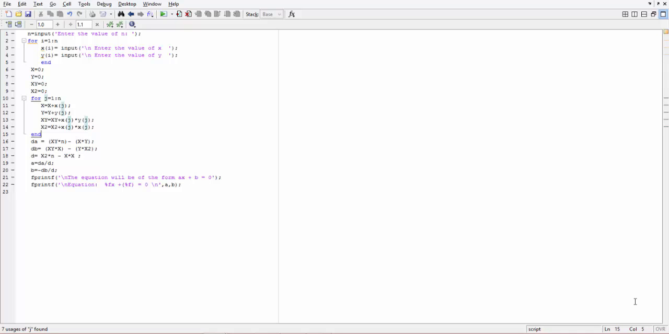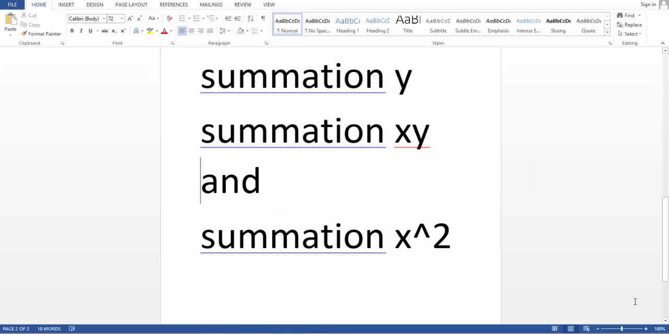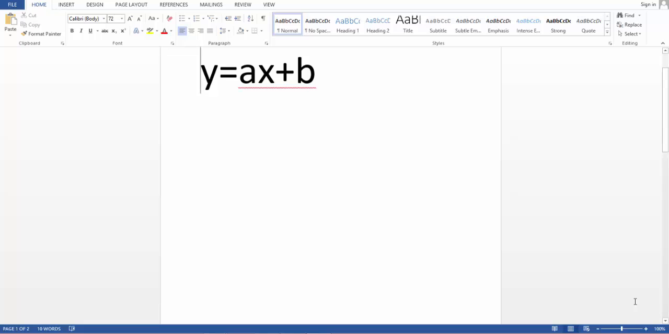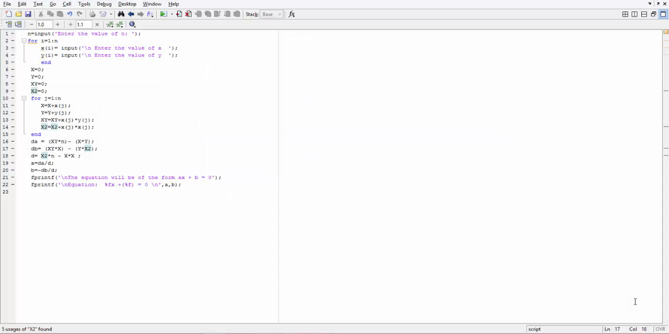So once we get this, we have to find out the values of dA, dB and d. Now what are these? We need the values of d, dA and dB to find the values of A and B in the original equation. To find the values of A and B, we need dA, which is the determinant of A, dB, the determinant of B, and d, the determinant of D. Once we find these values, we simply divide dA by d to find A, and to find B, we divide dB by d.